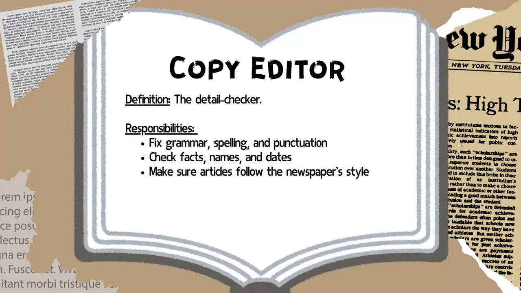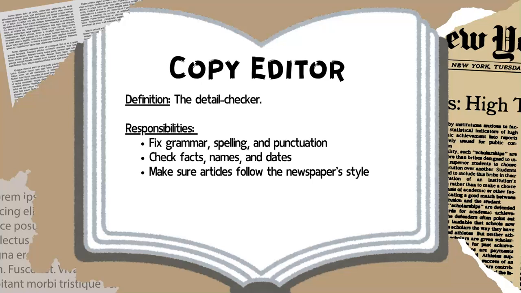Last but not least is our copy editor. This is another one that you might apply for. The definition of the copy editor: you are the detail checker. If you are a detail-oriented person, you would be a fantastic copy editor. After everything is said and done, before everything goes to the editor-in-chief for final sign-off, you're going to be taking a look at all of the articles, double checking to make sure there's no grammar mistakes, no spelling mistakes, no punctuation mistakes.